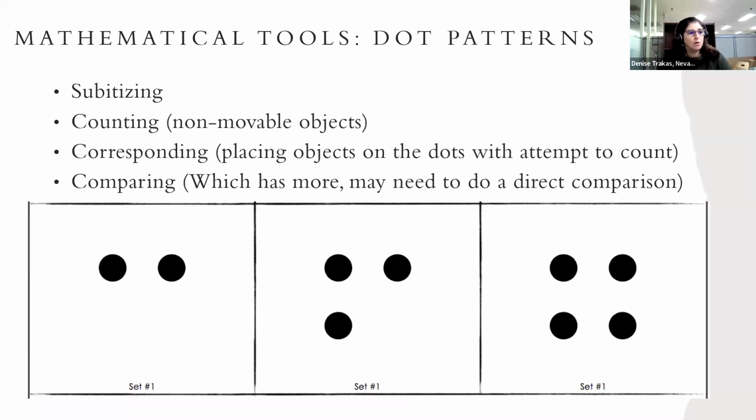And then also corresponding. Last year in Stephanie's class, I saw a child, I'll call him Dante, and she had these pattern sets out, and she also had a tree.